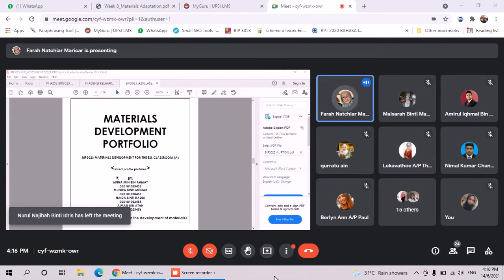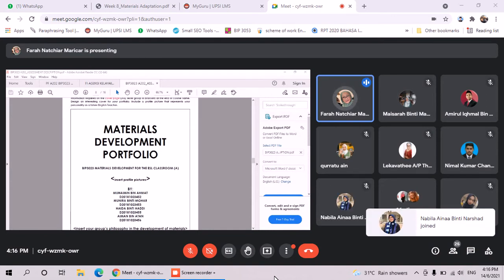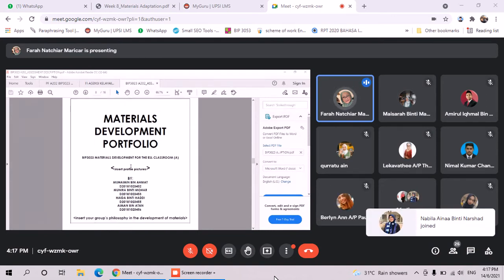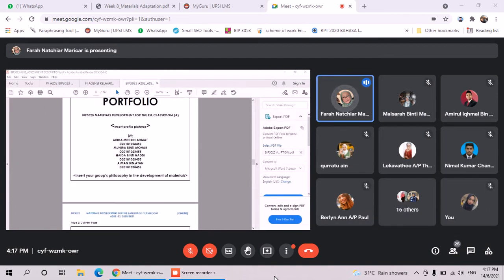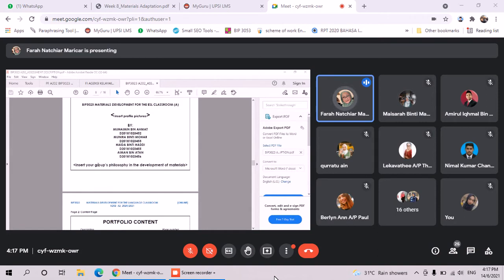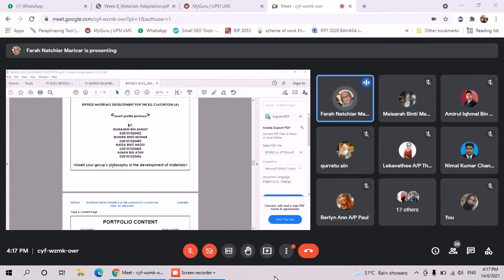Okay. But that's just a design. So as long as all the important information that is requested here is included in your cover page, that's fine. Okay. And finally, I shared a little bit about the group's philosophy in the development of materials. So I think earlier on, I've mentioned about philosophy.